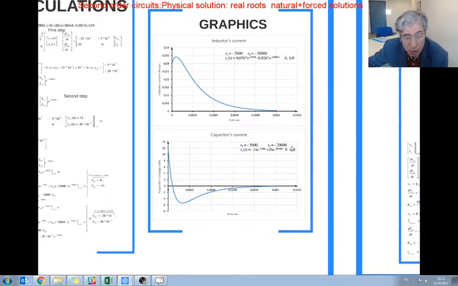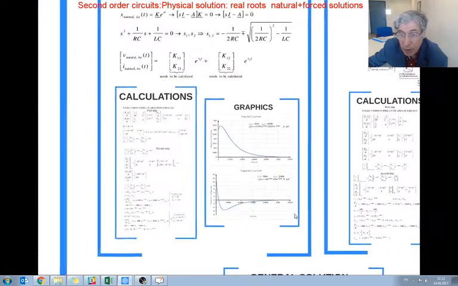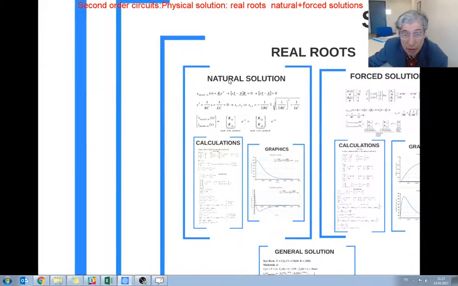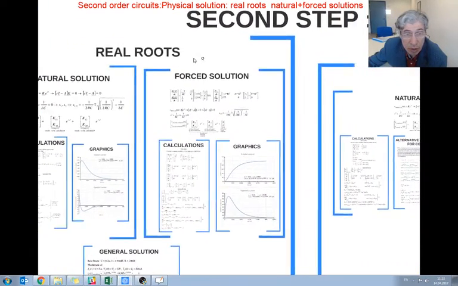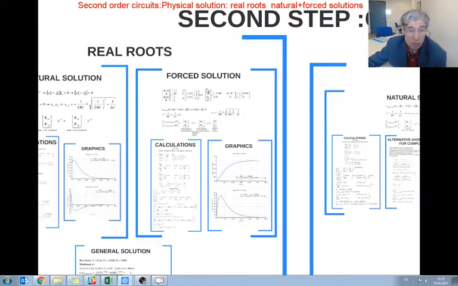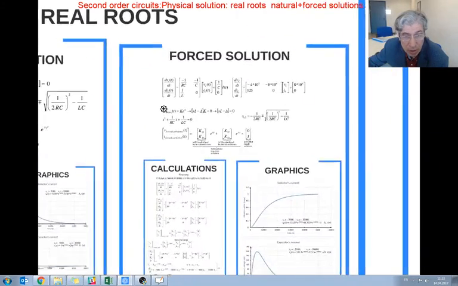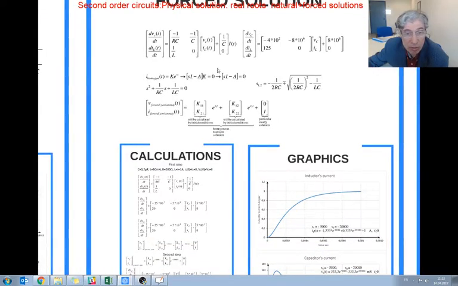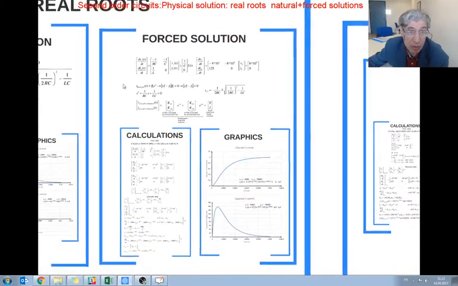And this is the voltage now, voltage of the capacitor. It starts from the 12 volts, becomes negative for a while, and then this becomes 0 as well, because the stored energy finished. Now what we have done is natural solution for a real root. So we will be doing the same thing for the forced solution. Forced solution case means initial conditions are 0 and independent source are in. So here you are. So real roots, we said at the beginning it is real roots.